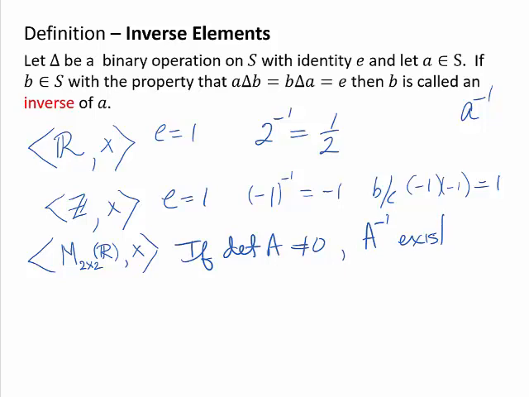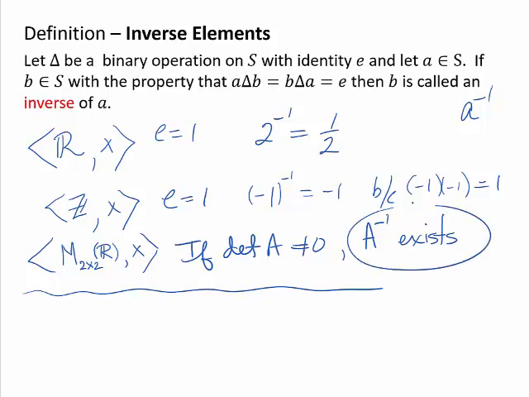So notice you use the same notation. It does not mean 1 over A, does it? 1 over a matrix makes no sense. This is the way we read it, A inverse. Now, for sets, we always use this notation, A inverse. But if the operation is addition, that's the only time we don't use it.